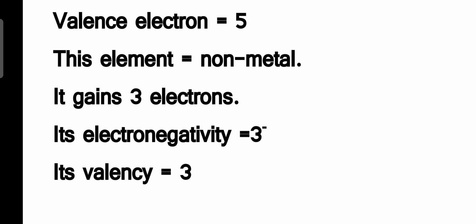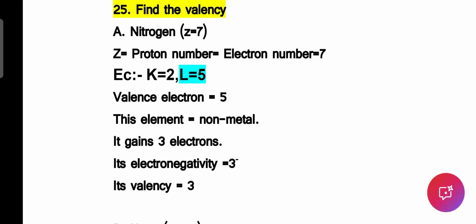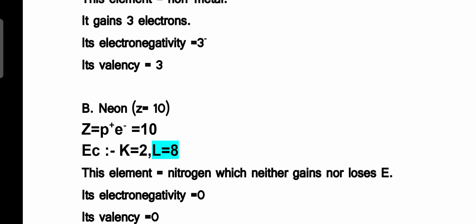And if it has the 5 electrons at the last shell, it needs 3 more electrons to become octet, 8 electron configuration. So it gains 3 electrons and becomes 3 minus electronegative charged ion. So its valency is 3, charge is 3 minus. We write the ion of the nitrogen as N3 minus.